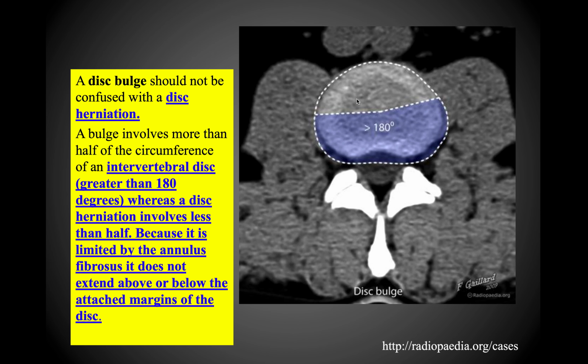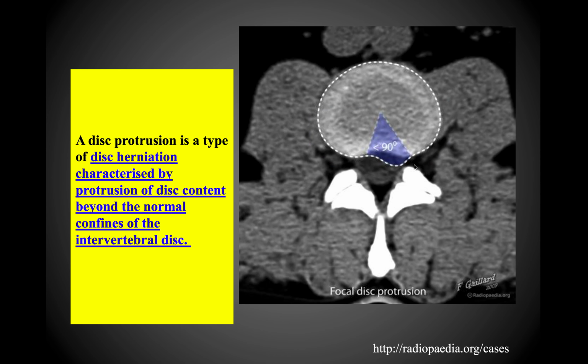So now coming back to the idea of a disc bulge. Remember I mentioned before that this is distinct from a disc herniation. A disc bulge is where more than half of the circumference of the disc is protruding out from the disc. And so again, it's distinct from a disc protrusion and extrusion. Instead, what happens here is the annulus fibrosus is limiting the outward movement of the disc, and therefore the disc bulge will not extend above or below the margins of the associated vertebrae.